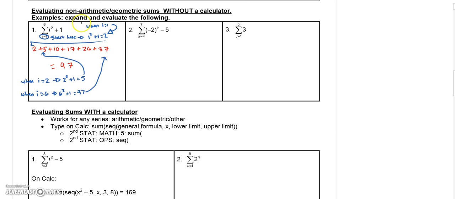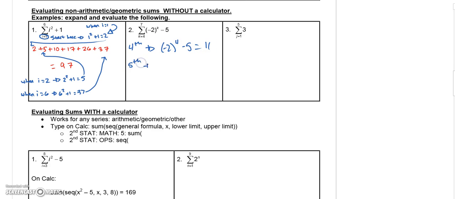Okay, so let's see. I need to find the fourth term through the seventh term. So the fourth term is when I plug in 4 for k. So I get, fourth is going to be -2 to the fourth minus 5, which gives me 16 minus 5. That gives me 11. Okay.